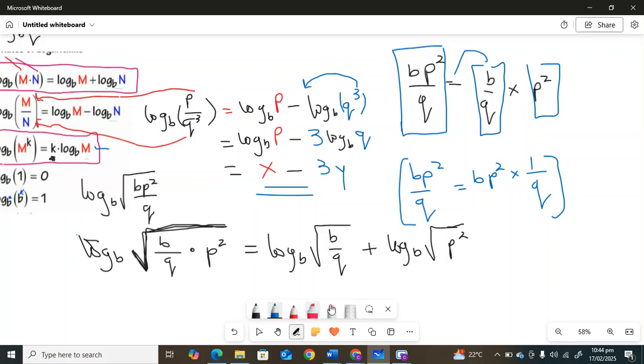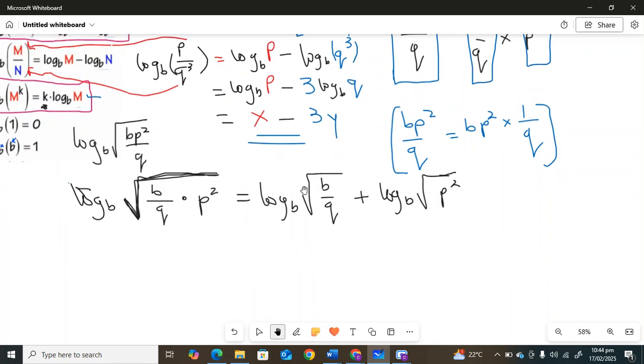Okay, now the next thing is we need to get rid of the square roots. Here, the square root of p squared is p. So here we can easily get rid of this square root. Log p, the square root of p squared is p. That's how we can get rid of this square root.